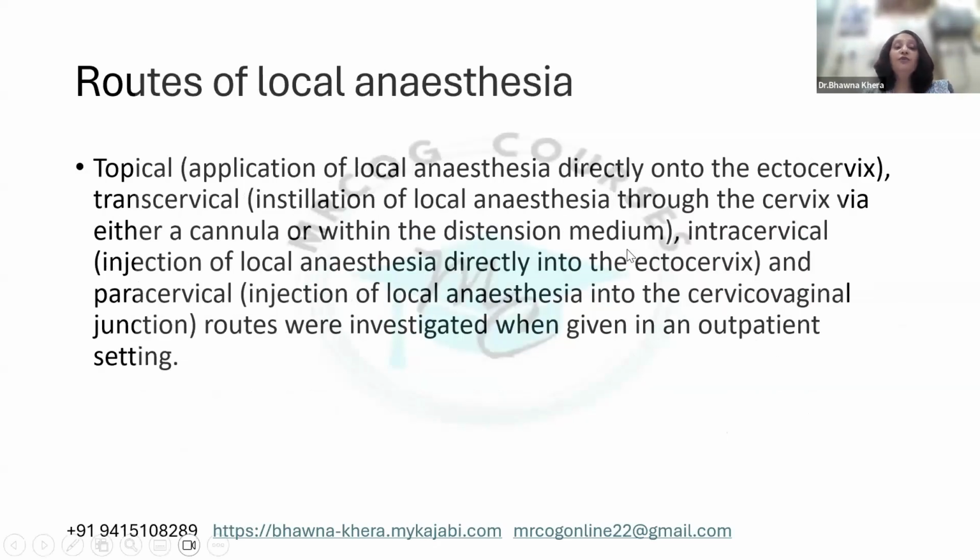Now, what are the various routes? How can we give this local anesthesia? Either we can just apply it topically, that is application of topical anesthesia directly onto the ectocervix. Transcervical is instillation of local anesthesia through the cervix via the cannula or within the distension medium. Intracervical, we are injecting directly into the ectocervix, or we are giving the paracervical, that is injection of local anesthesia into the cervicovaginal junction. These routes were investigated when given in an outpatient setting.